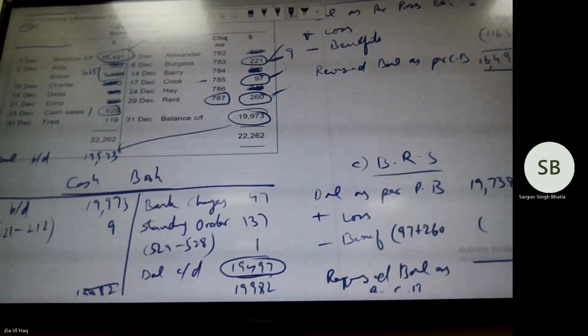Benefit means the check is still not presented to our bank. That's why it is not in the bank statement of the current month. All done. And here, 119.